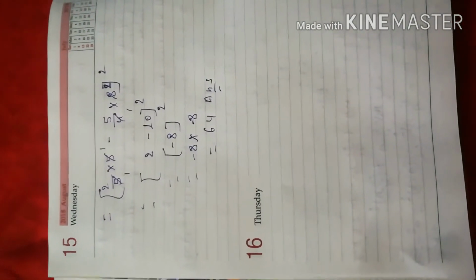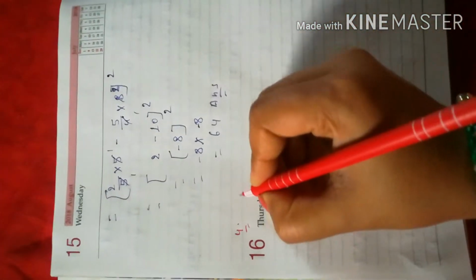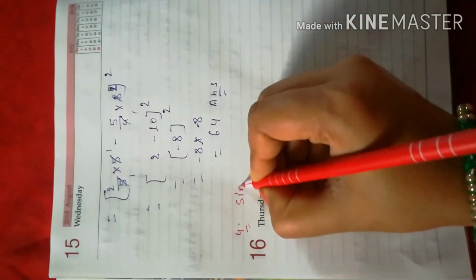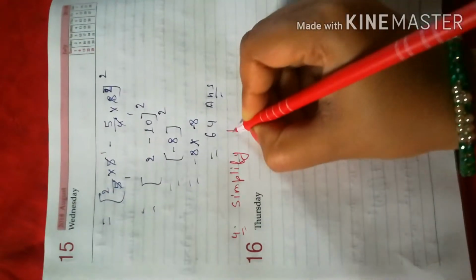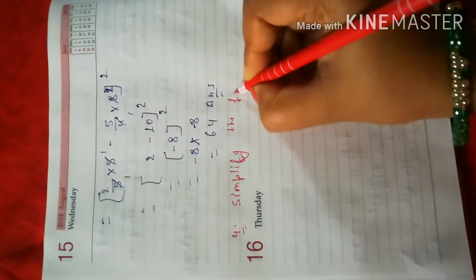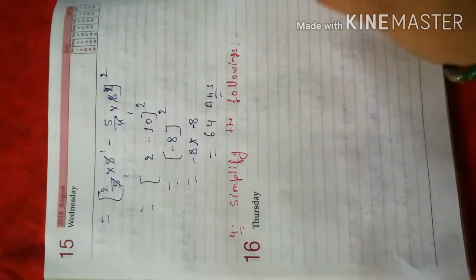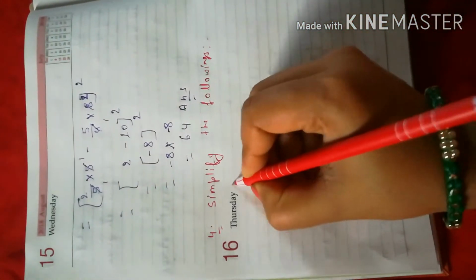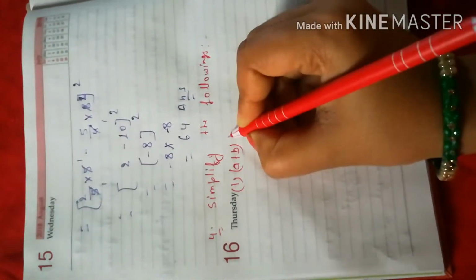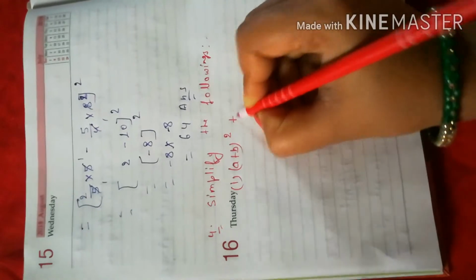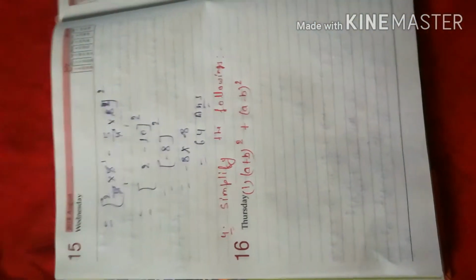Now we will do question number 4 also. Our question number 4 is: simplify the following. Question number 1 is a plus b whole square plus a minus b whole square.